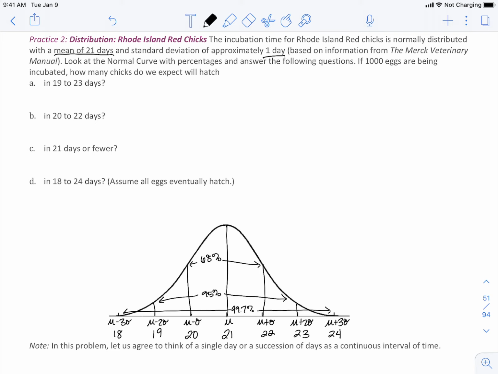So if we're looking at 19 to 23 days, we are looking at here all the way to here. So we're looking at our mean plus or minus 2 standard deviations, right? Because we went from mu minus 2 sigma to mu plus 2 sigma. And so we can see from our label here, this is going to be 95%. And then it says if 1,000 eggs are being incubated, how many chicks do we expect will hatch? So I can do 0.95 times 1,000, which gives us 950 chicks.